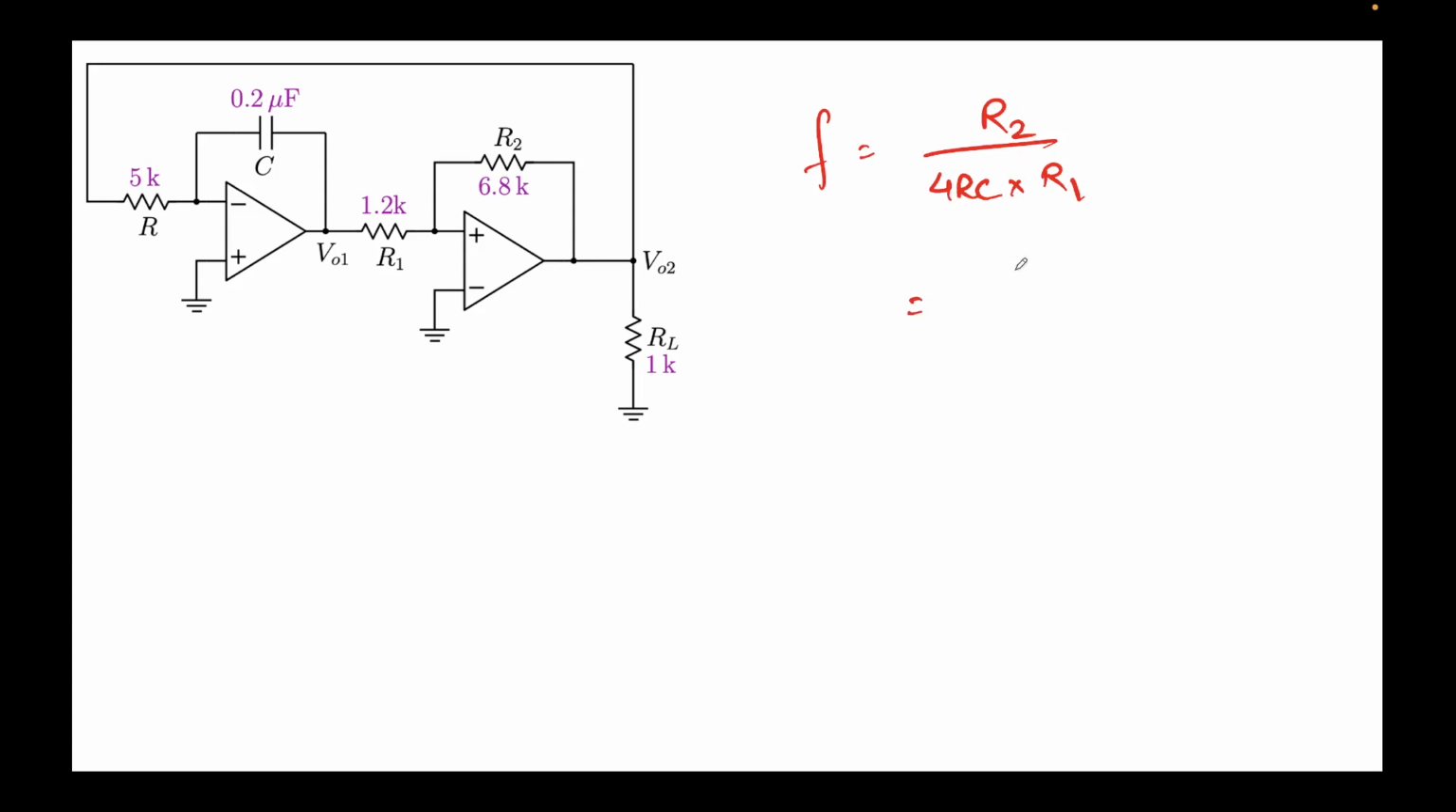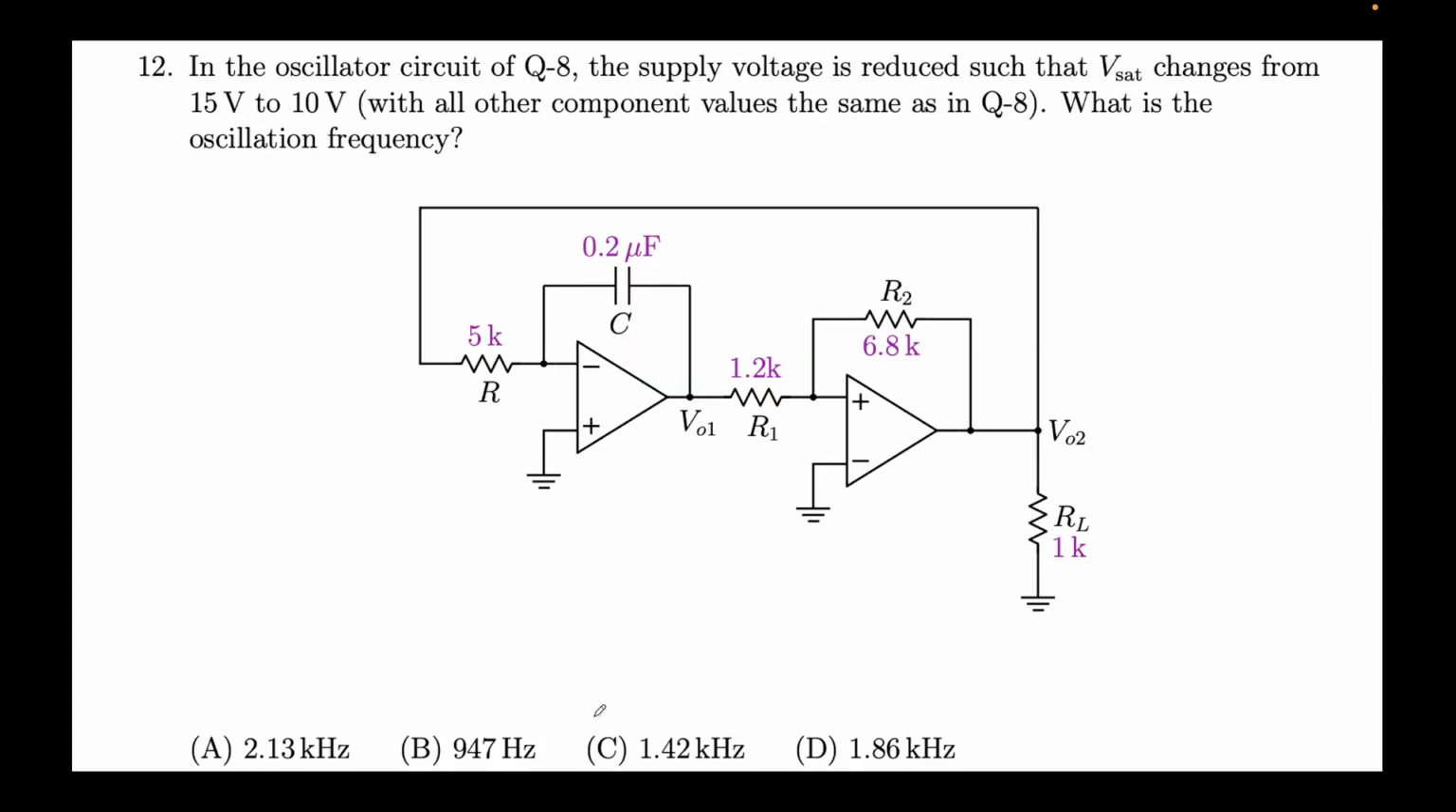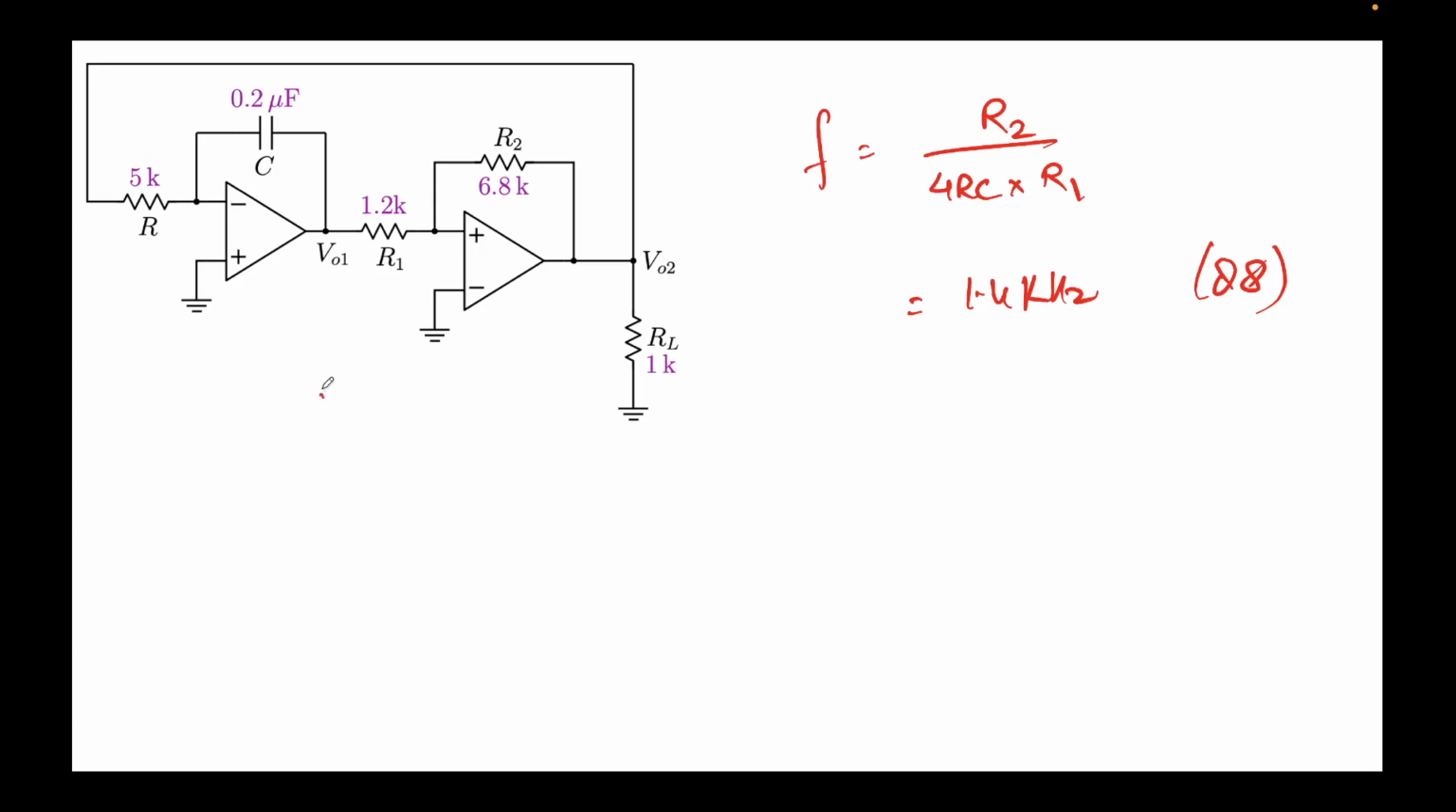You put in the values and you'll see that it comes out to be 1.4 kilohertz, which was the question 8 where we solved it. Okay, so that is the option. But what does it mean? Why is it not changing? That's the question that we need to ask ourselves. So let's analyze it a bit.